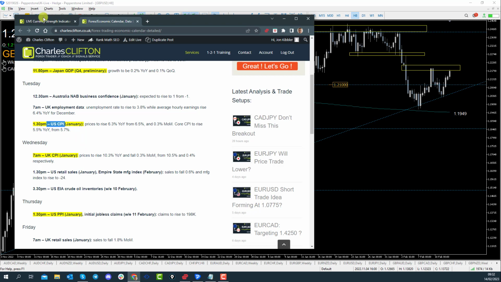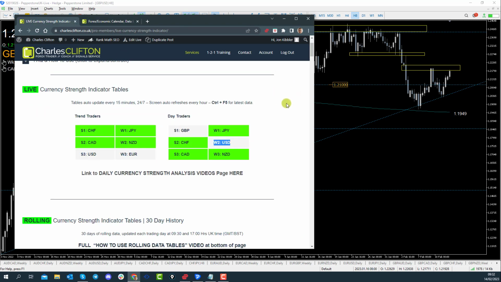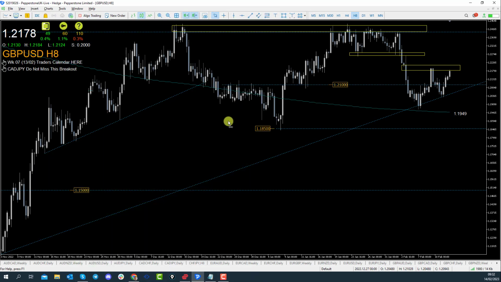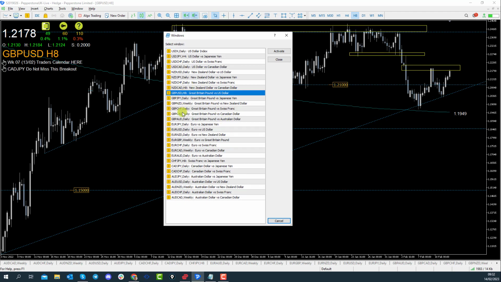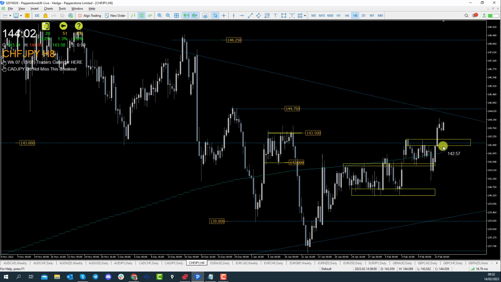We may not see pound US dollar do much towards that event. That's why I've picked out Swiss yen as one to watch, the 143 handle being definitely one to keep on your radar. Just down through here, set some alerts and see if price comes into that level.